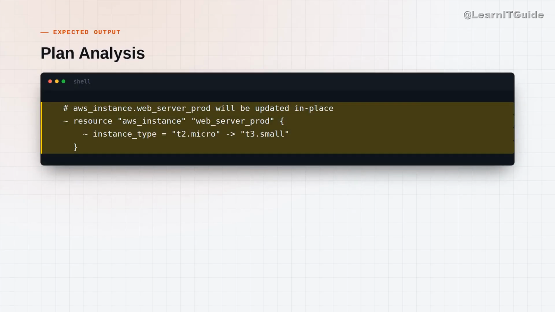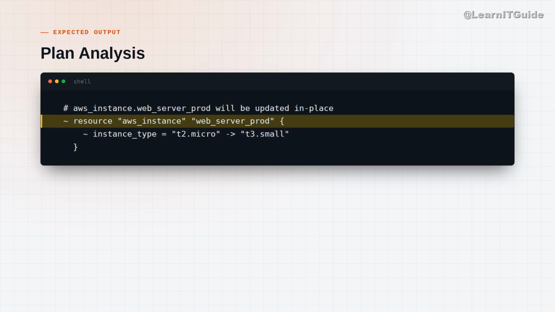Look at the symbols in the output. The tilde symbol indicates an in-place update. This is usually safe. However, if you see a dash followed by a plus symbol, that means Terraform plans to destroy the resource and recreate it. This is a massive warning sign. If you see a replacement, stop immediately and investigate why. For example, changing a database identifier often forces a replacement. If you see a replacement, you must verify if you have backups or if this will cause downtime for your application users.